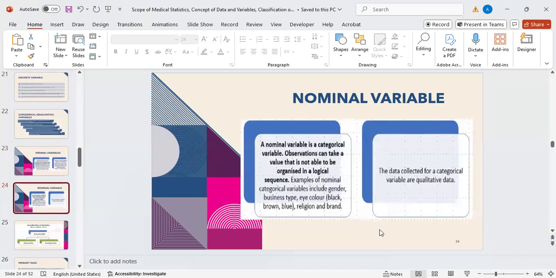Nominal variable. A nominal variable is a categorical variable whose observation can take a value that is not able to be organized in a logical sequence. For example, nominal categorical variables include gender, male or female, business type, eye color, black, brown, blue, religion, and brand. The data collected for categorical variables are qualitative data.